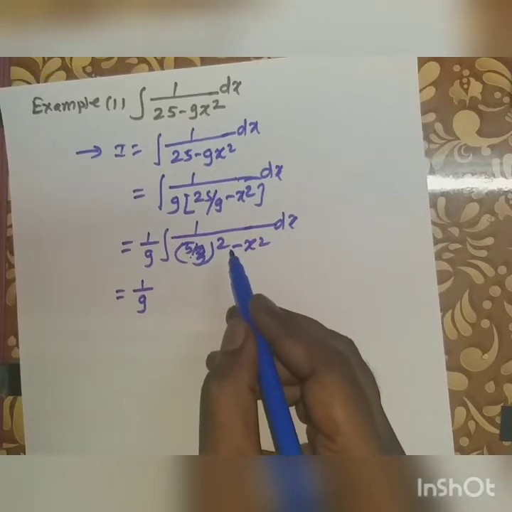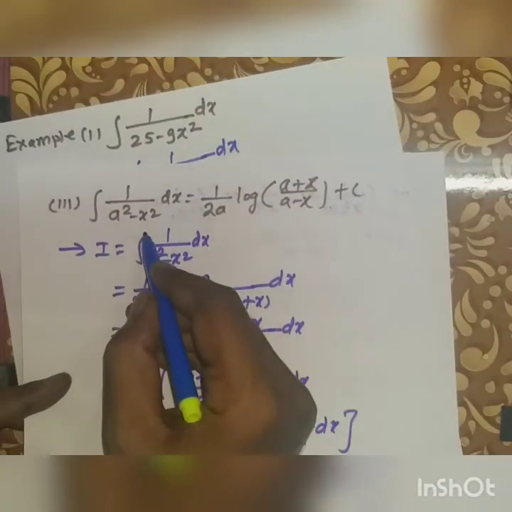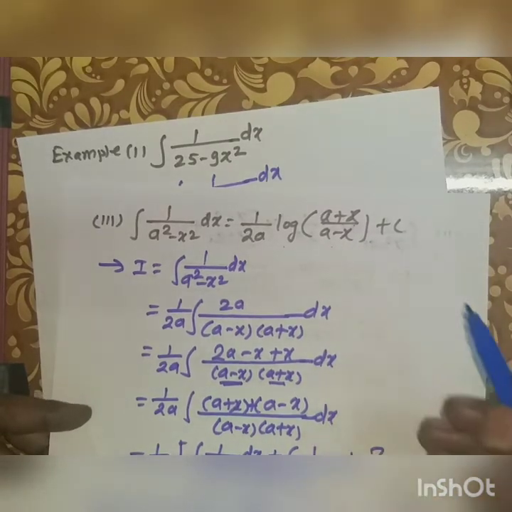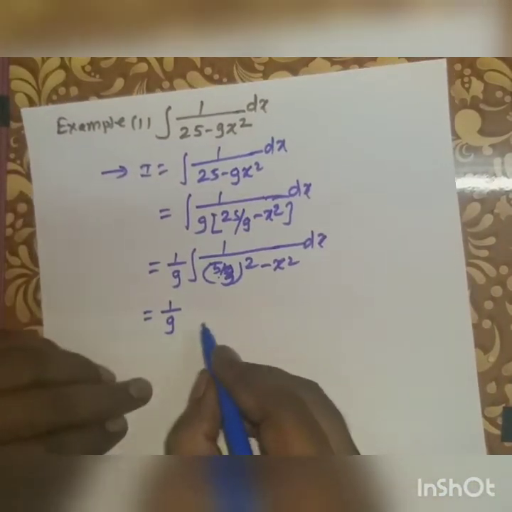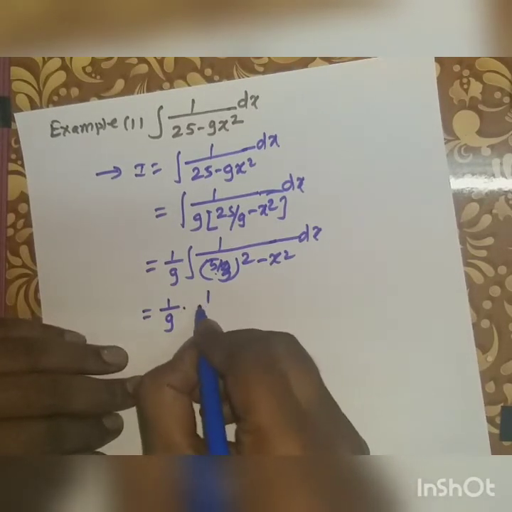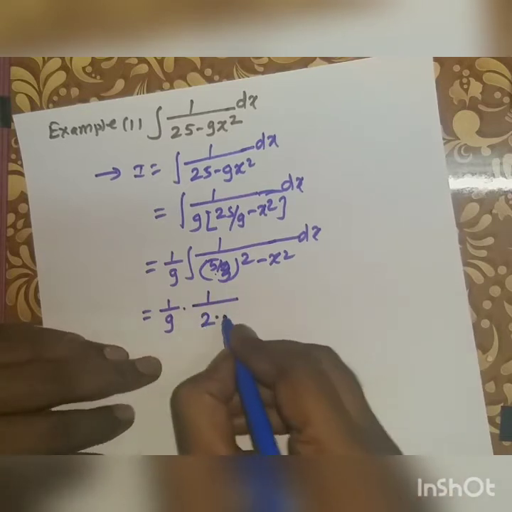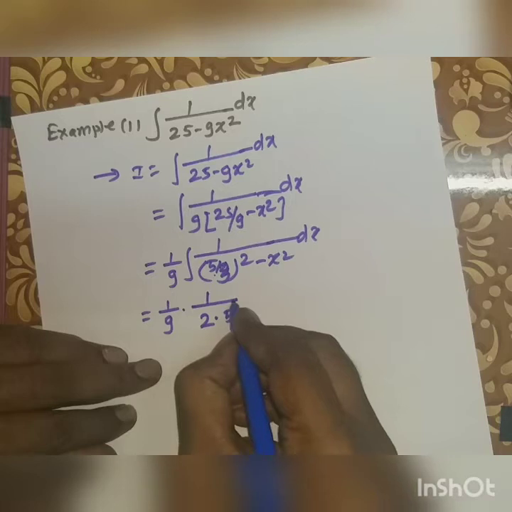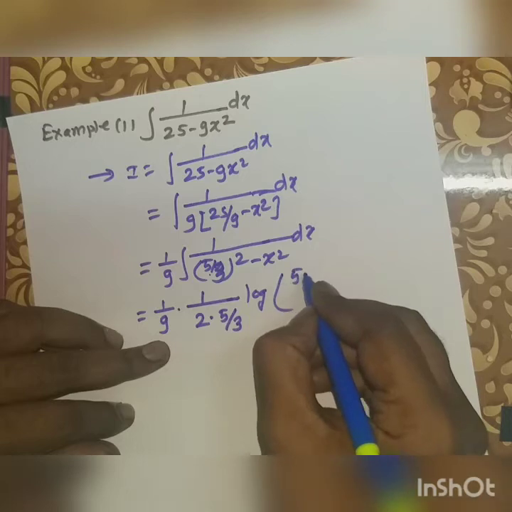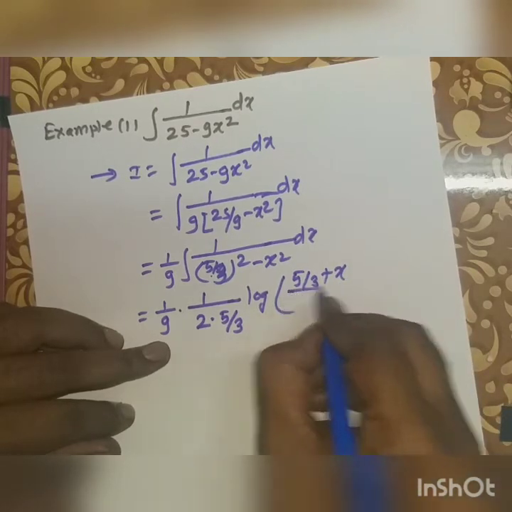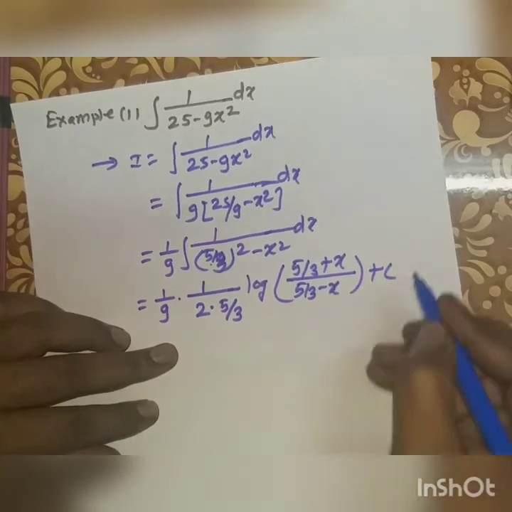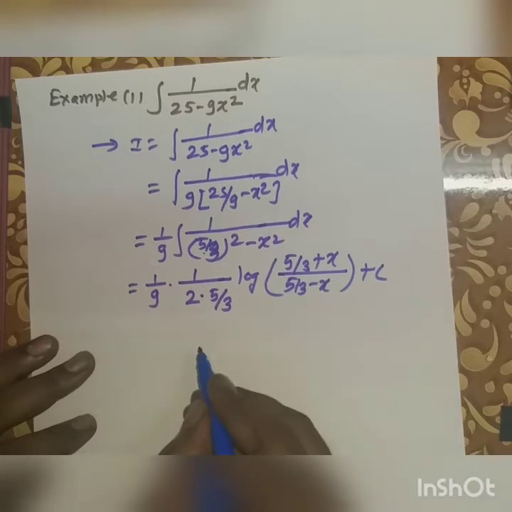Now we proved the theorem: for a square minus x square, the integral is 1 by twice a log of a plus x divided by a minus x plus c. Therefore its solution is 1 by twice a, which is 5 by 3 into log of a plus x, 5 by 3 plus x divided by 5 by 3 minus x plus c. Use the direct formula.